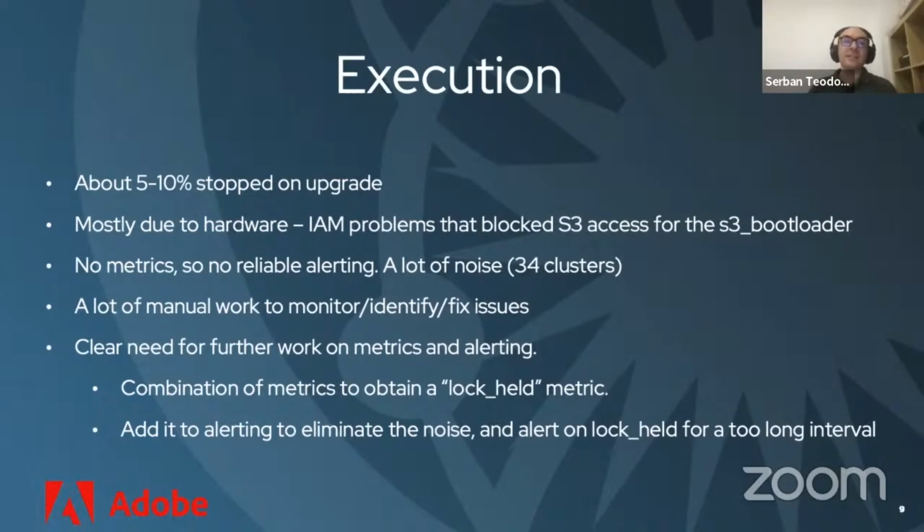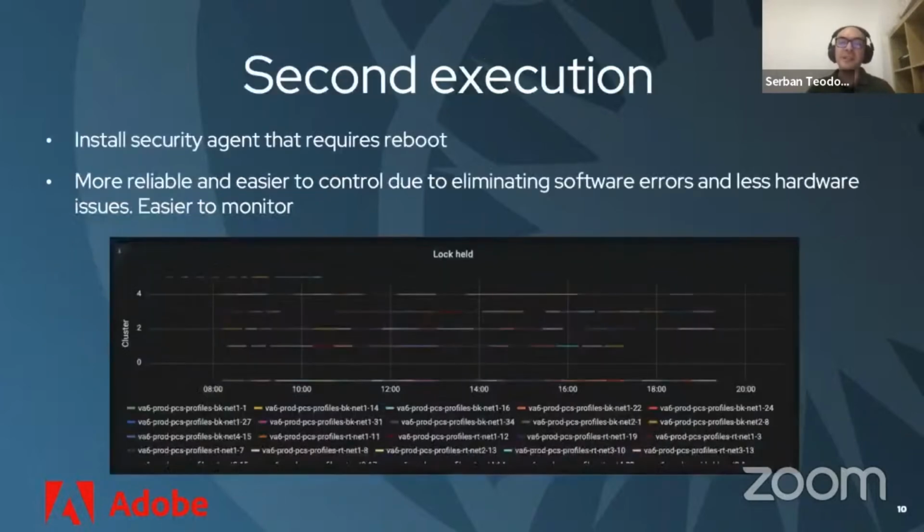On the first try, we had, if I remember correctly, about 5 to 10% instances stopped due to various problems, mostly due to hardware, because AWS has a hardware integration for YUM, and that was blocking S3 access. We were on limited time, so we had no metrics.